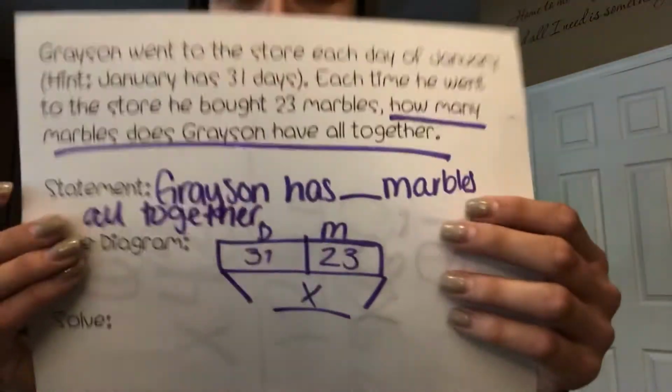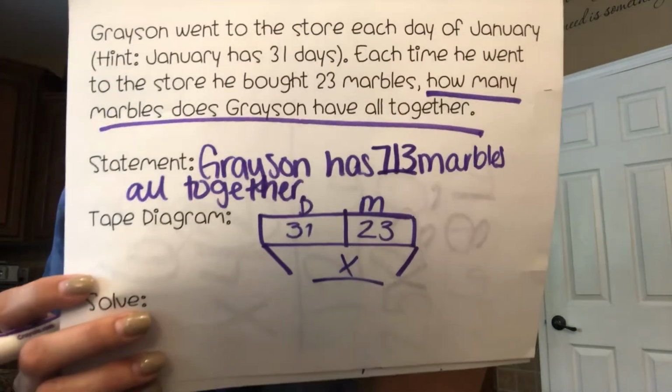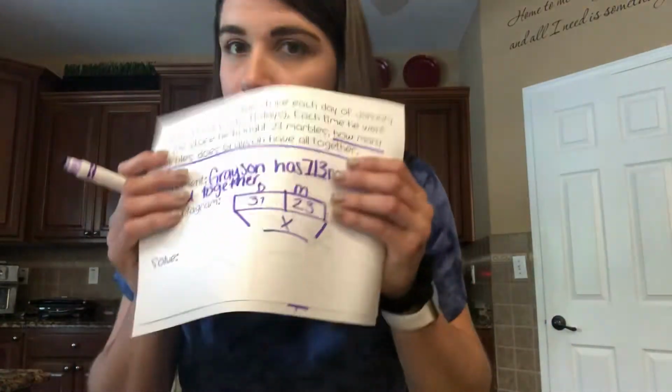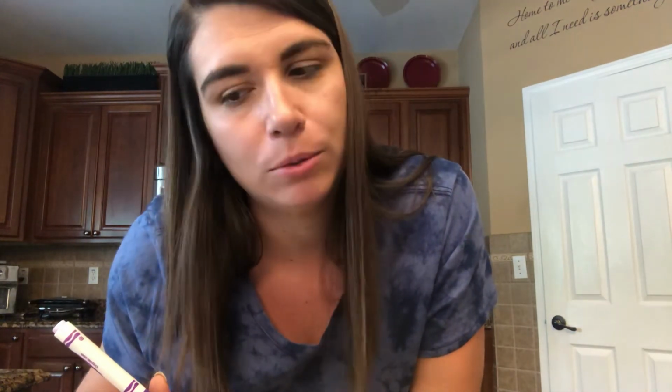So what I'm going to do now is in my statement, I'm going to write 713. So that when I read my statement, it's going to say Grayson has 713 marbles all together. So after 31 days of Grayson going to the store every day in January and getting 23 marbles, he now has 713 marbles. All right, that is all your math for this week.